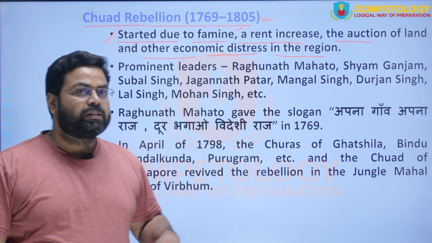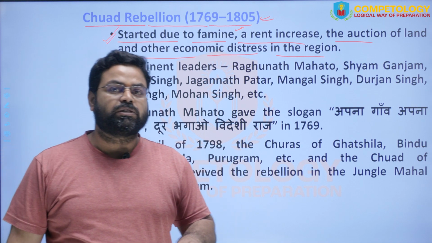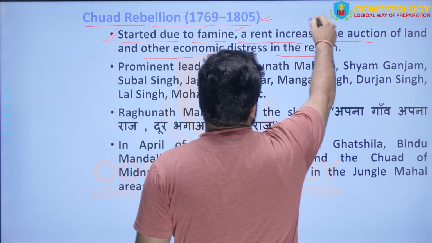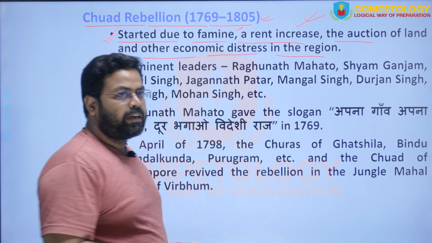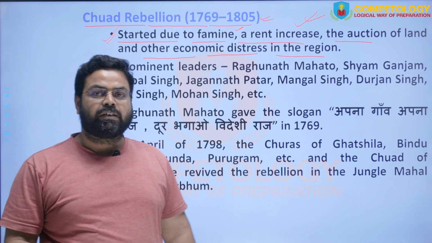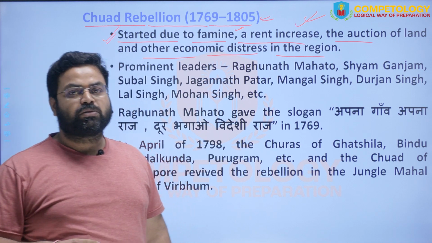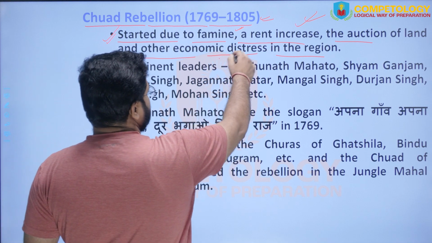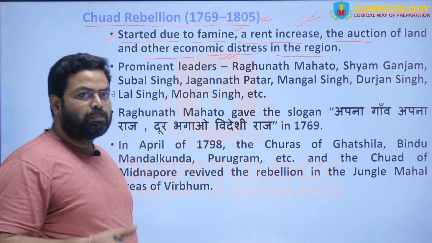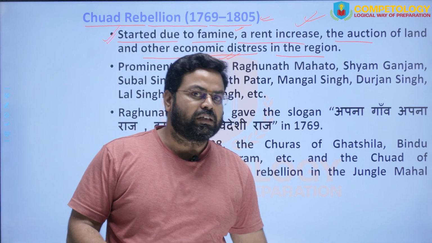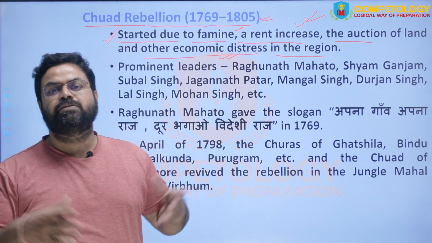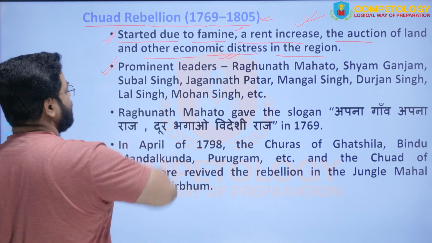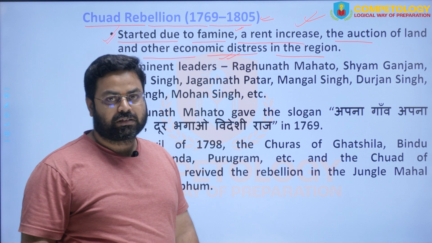And even when they were not in a position to pay the regular land rent, the land rent was increased. And in case of non-payment of land rent, their land was being auctioned to the outsiders, the money lenders, the Mahajans and the Dikus. And this created a further deplorable condition for the tribals. Their economic distress increased further. And for that matter, the prominent leaders led the rebellion against the British government.